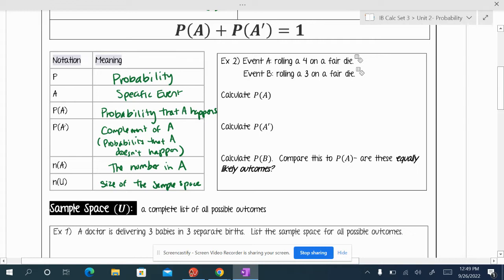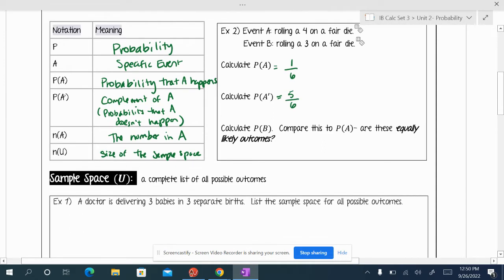Let's look at an example. We have event A is rolling a 4 on a fair die. Let's calculate the probability of event A occurring. Well, a die has 6 sides. One of them is a 4, so we would say 1 of 6. Let's calculate the probability of A not happening. That means you could roll a 1, a 2, a 3, a 5, a 6. There are 5 other possible outcomes that you could get if you're trying to get not A or not 4.